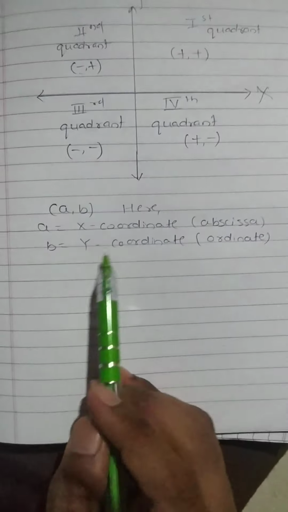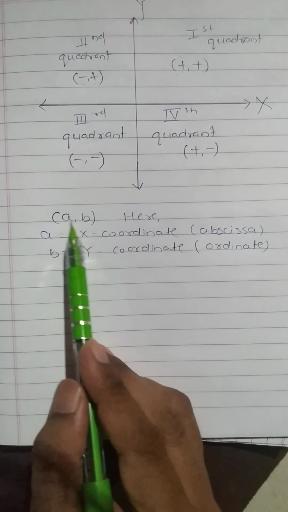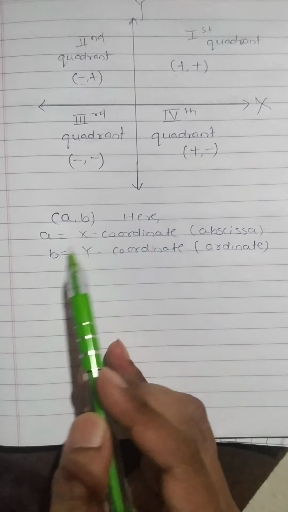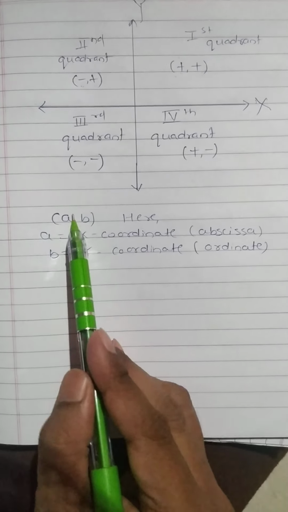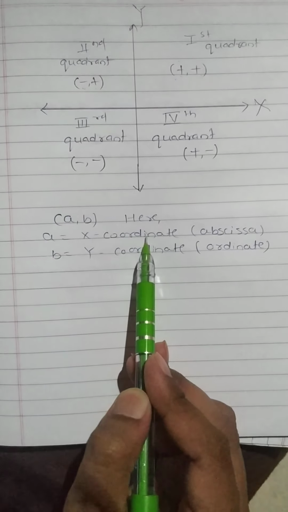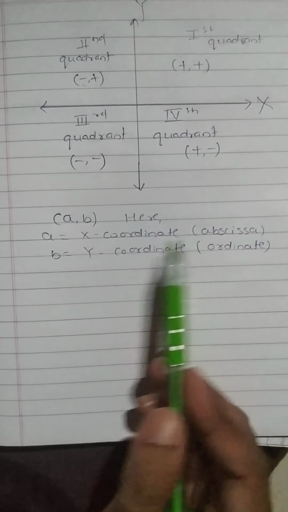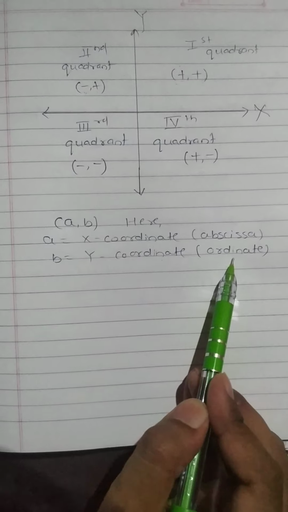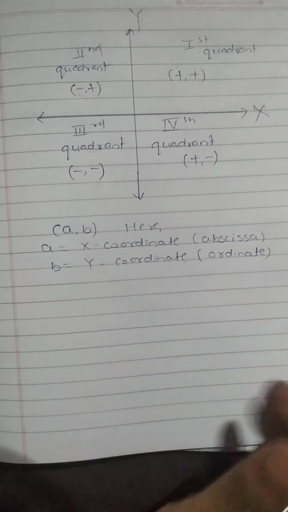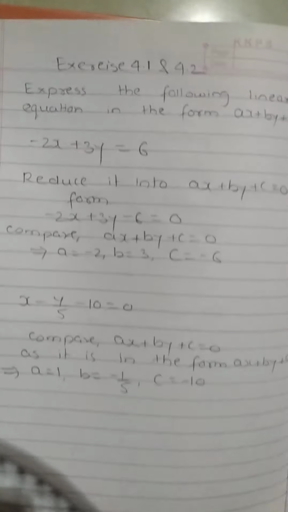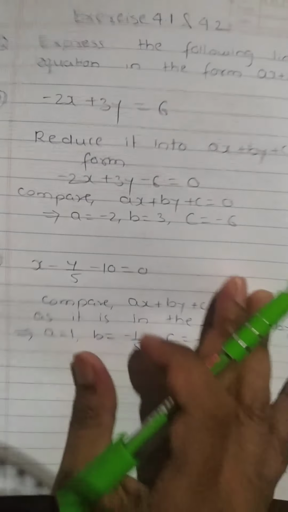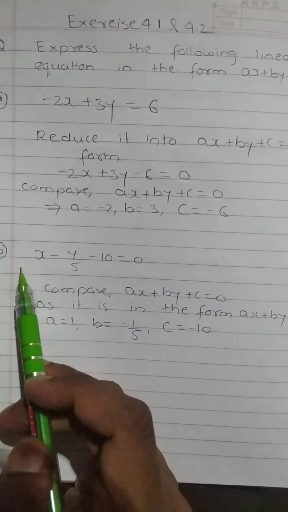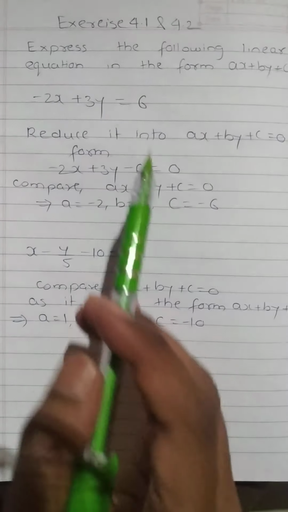Keep in mind, next, if we have the ordered pair (a, b), here it always means that a is the x coordinate, which is known as the abscissa, and b is the y coordinate, which is known as the ordinate. So we are moving towards the next exercise, that is exercise 4.1 and 4.2 combined.